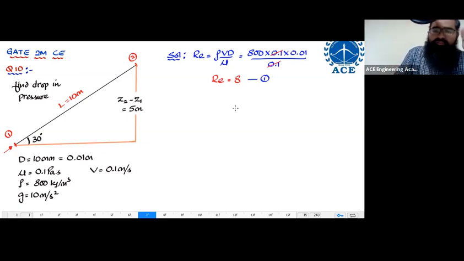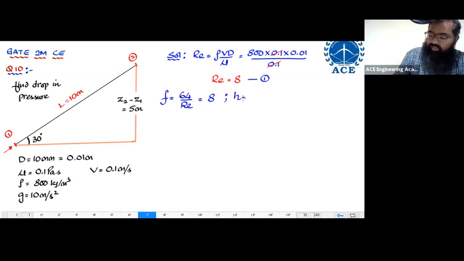We know that Reynolds number is equal to 8. Now this implies the value of friction factor is equal to 64 by Reynolds number. That is equal to how much? 64 divided by Re is going to be 8. Okay, friction factor is known.